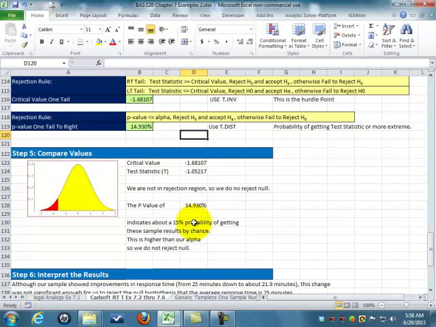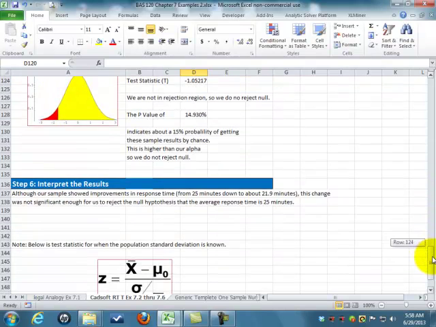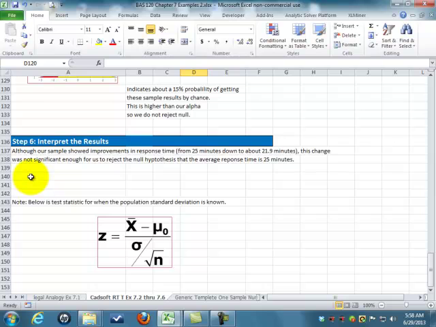P-value 0.245. So there's almost a 15% probability of getting this sample by chance. This is not less than our alpha, and therefore we will not reject the null hypothesis. So interpretive results, well, although our sample improved the response times from 25 minutes down to 21.9, this change was not significant enough for us to reject the null hypothesis. So we will conclude that the technical information did not statistically improve our response time.